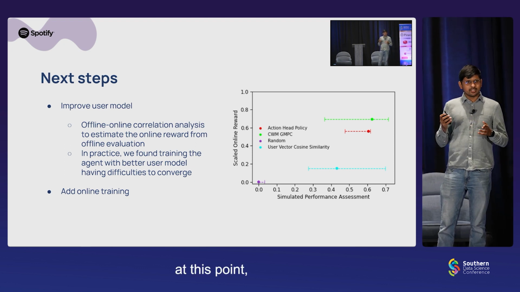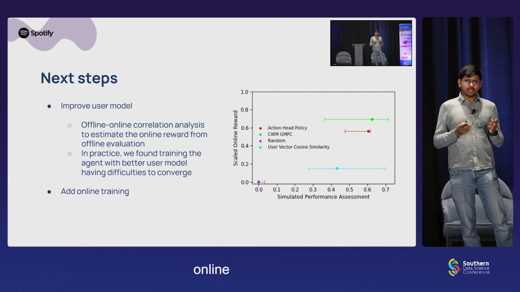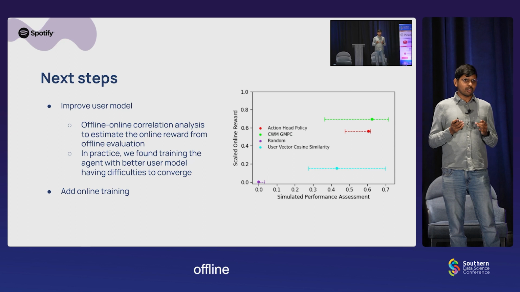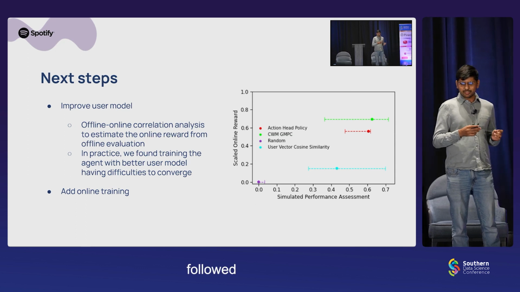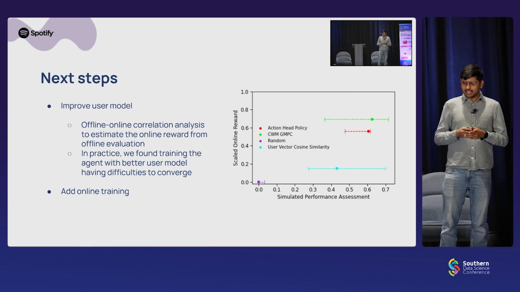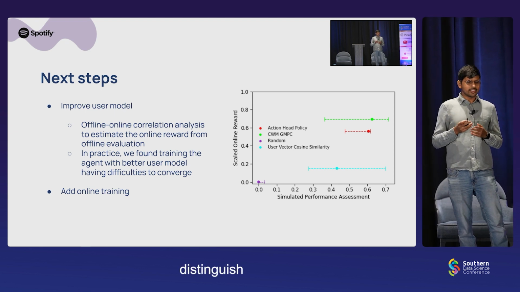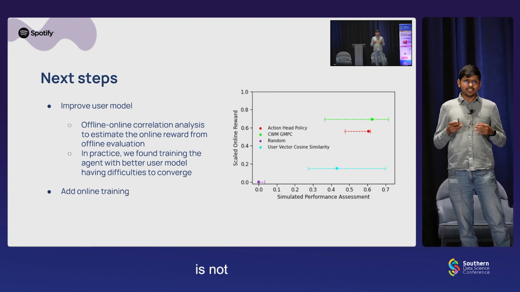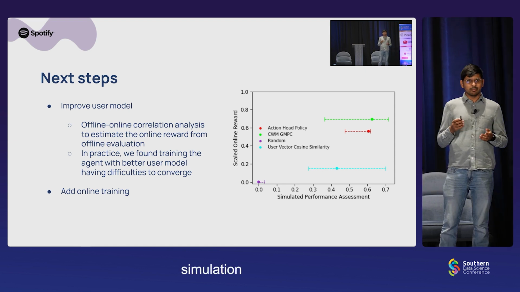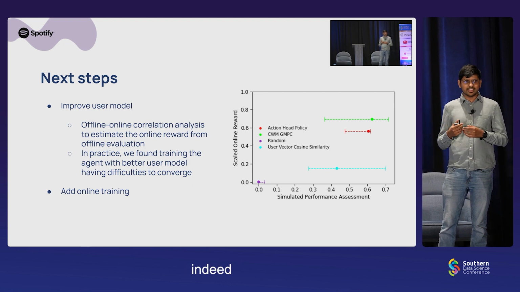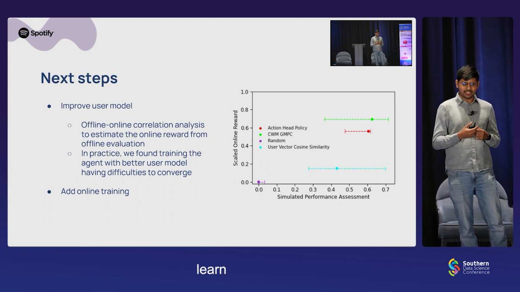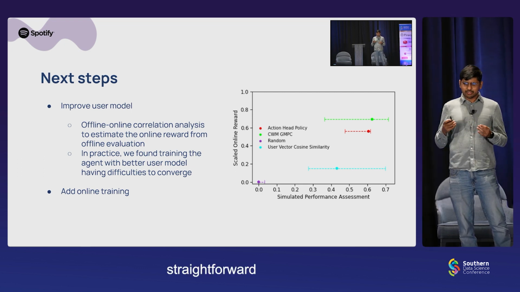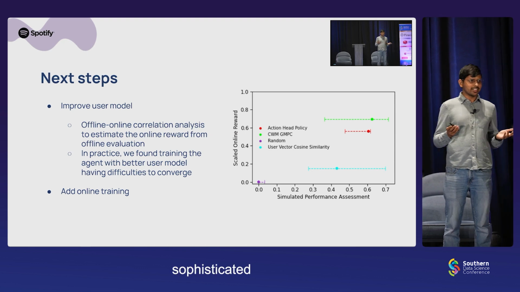So at this point, we would also like to discuss the offline-online comparison between the policies. So the random policy performs the worst in our offline simulation as well, and this is followed by the user vector policy. And you can see that there is very little to distinguish between the GMPC policy and the RL agent. And this is not really surprising, because in simulation, the GMPC policy is indeed the best policy that the agent can learn.